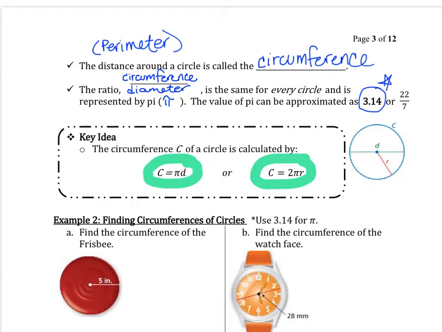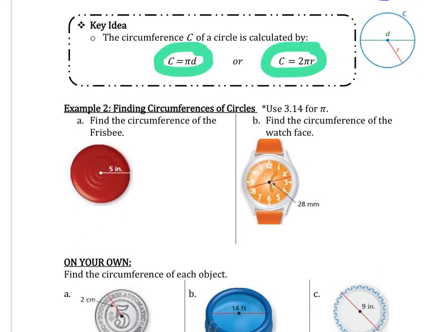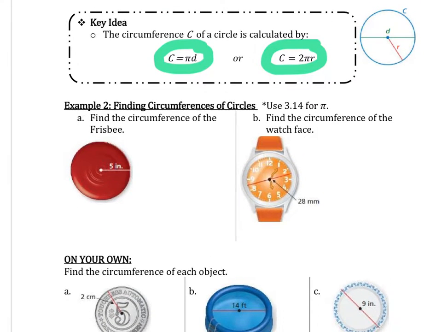Now, both equations work perfectly fine. It just really depends on what's given to you in the problem. So for example, if we're trying to find the circumference of the frisbee here, I see this 5 inches, where the line is from the center to the end of the frisbee. I know that this 5 inches is my radius. So I'm going to pick that second formula, where the circumference is equal to 2 times pi times my radius, which in this case is 5.